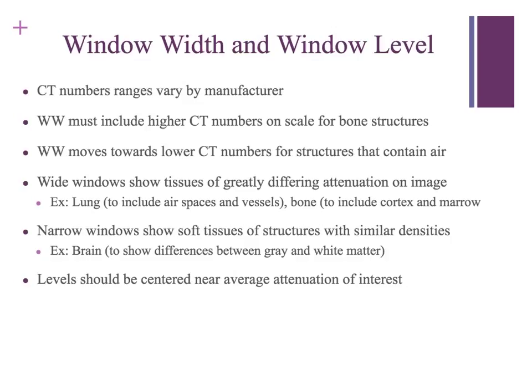Wide windows should be used to show tissues of greatly differing attenuation within the image. Example, body scans, lung and bone, in order to include air spaces and vessels for the lungs and the cortex and marrow for the bone. Narrow windows should be used to display soft tissues with structures that contain different tissues of similar densities. An example is the brain, to show differences between gray and white matter. Levels should be centered near the average attenuation of interest. Take a look at figure 8-9 in your book.